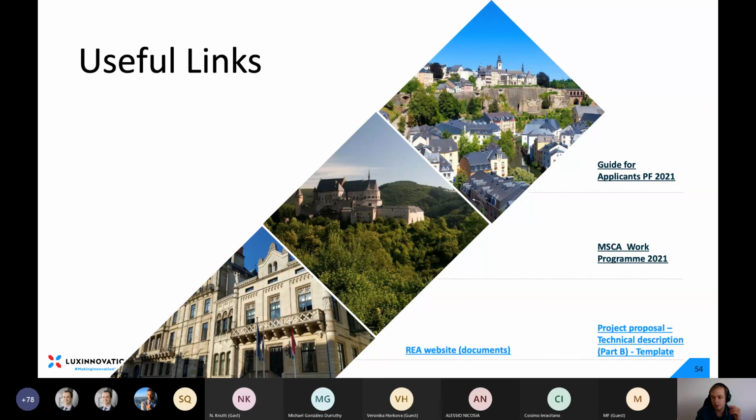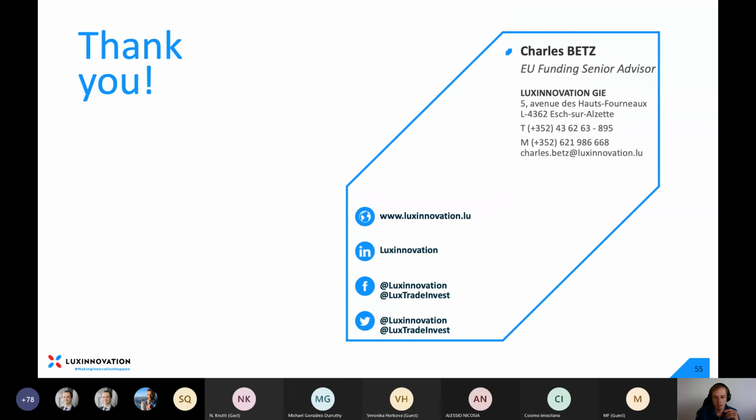Here are some useful links for the guide for applicants, the work program, the templates. The REA is the Research Executive Agency. That's the agency from the European Commission that's managing the Marie Curie calls. So there are some interesting documents on their website.